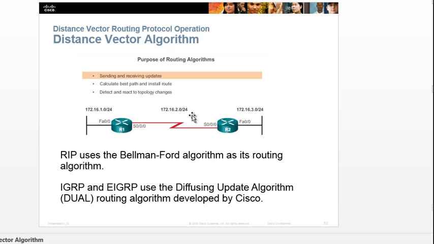So here we've got just another example of a distance vector algorithm. And we see that we're talking about RIP here. RIP uses something called the Bellman-Ford algorithm as its routing algorithm. IGRP and EIGRP, however, use one that was developed by Cisco called the Diffusing Update Algorithm.